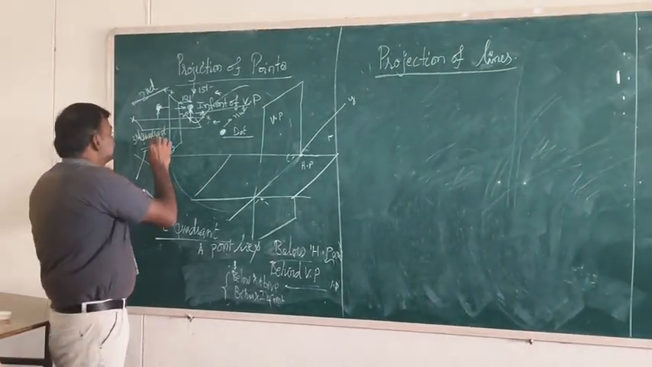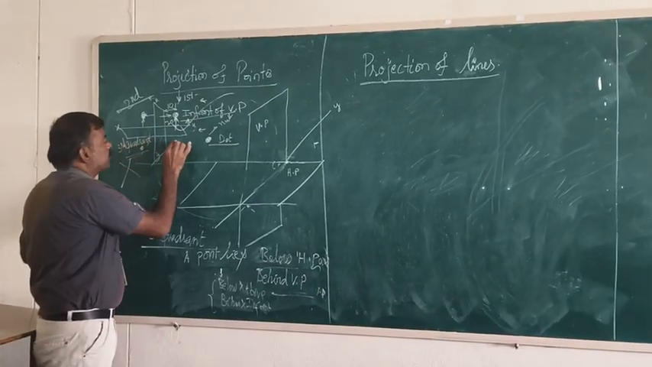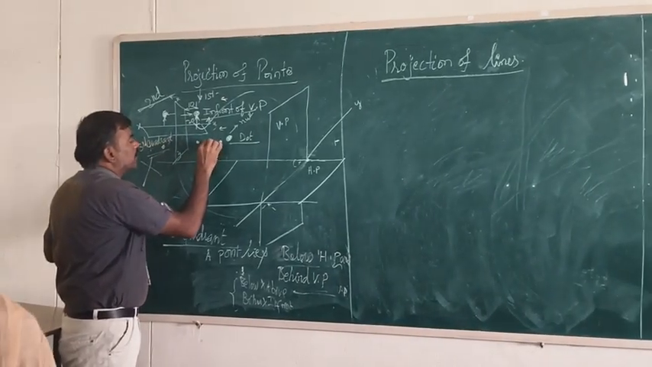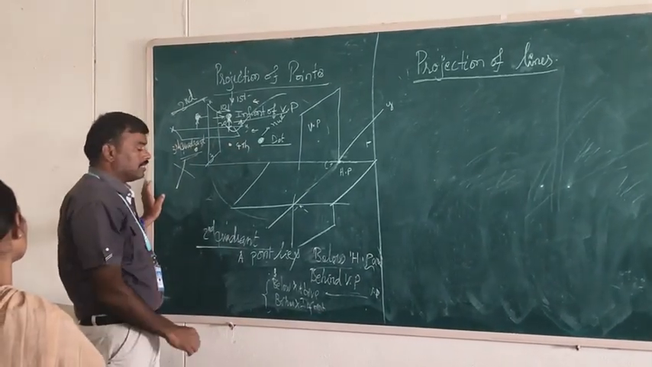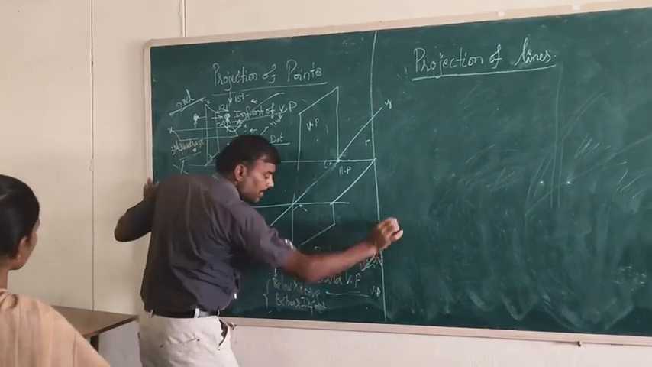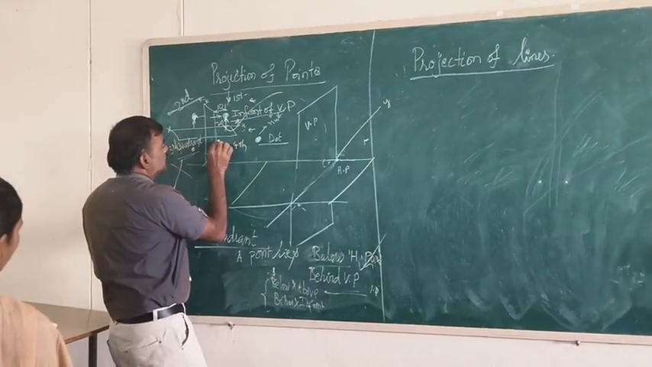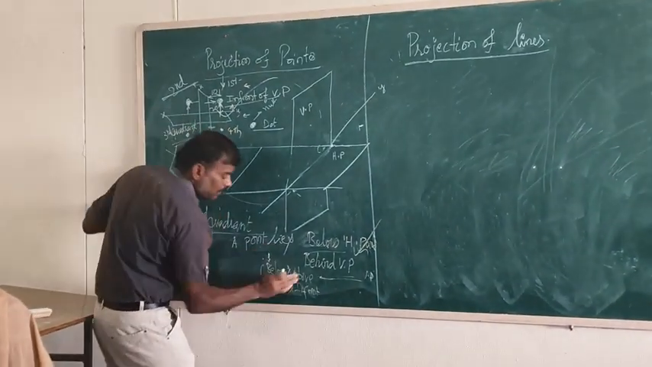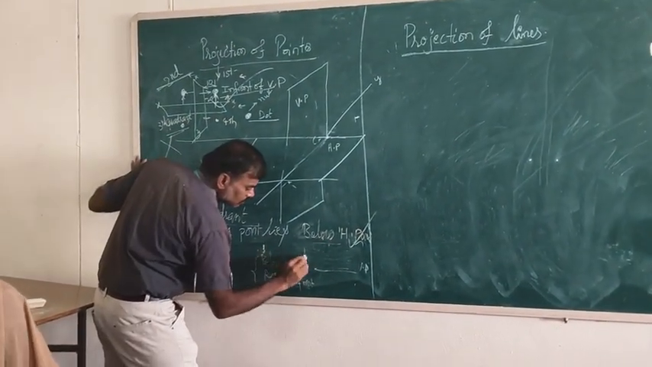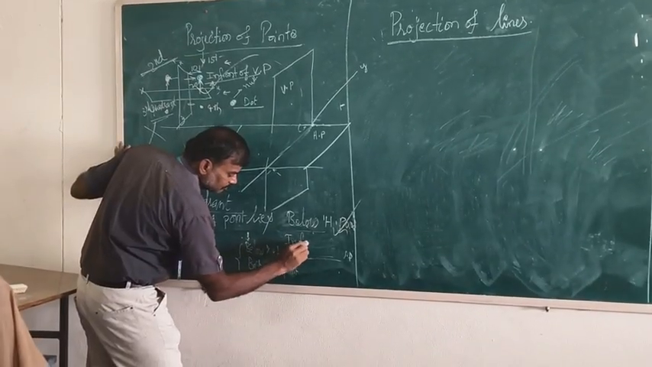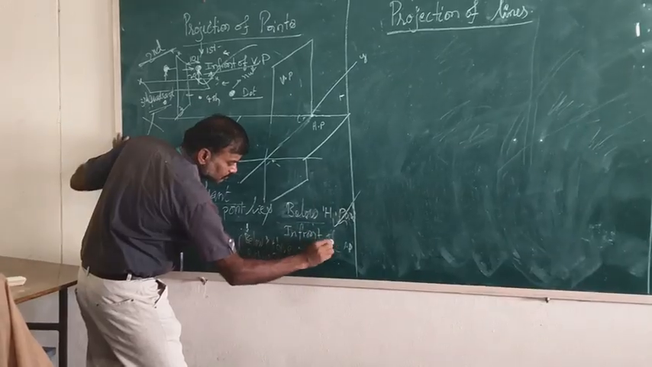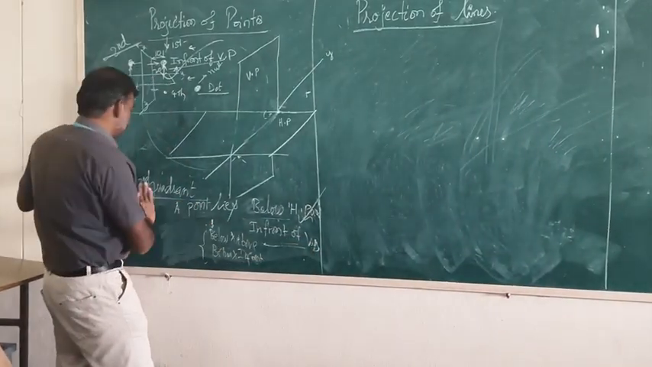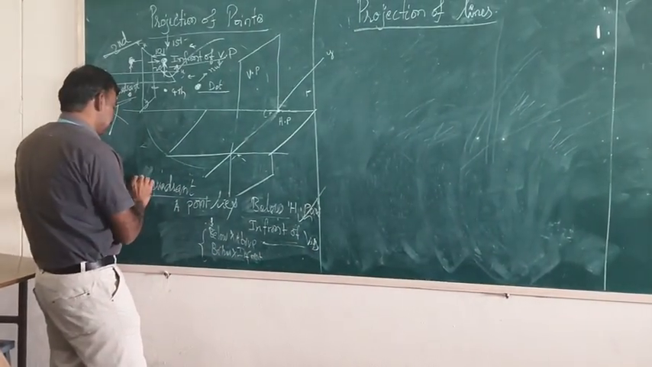Next, the same dot is shifted into the fourth quadrant. Here what is the condition? Below HP, good, and in front of VP, where the observer looks in front of VP. So this is the fourth quadrant.